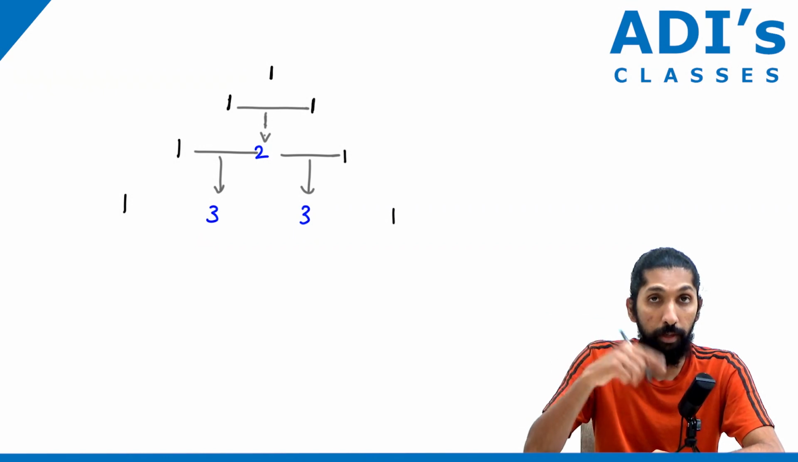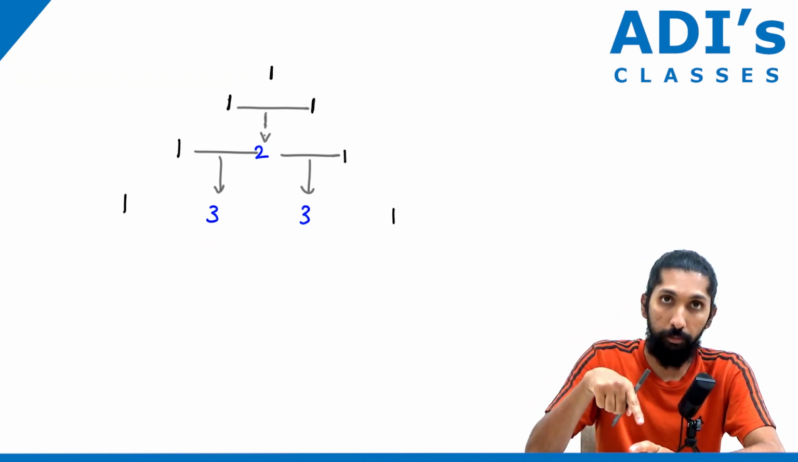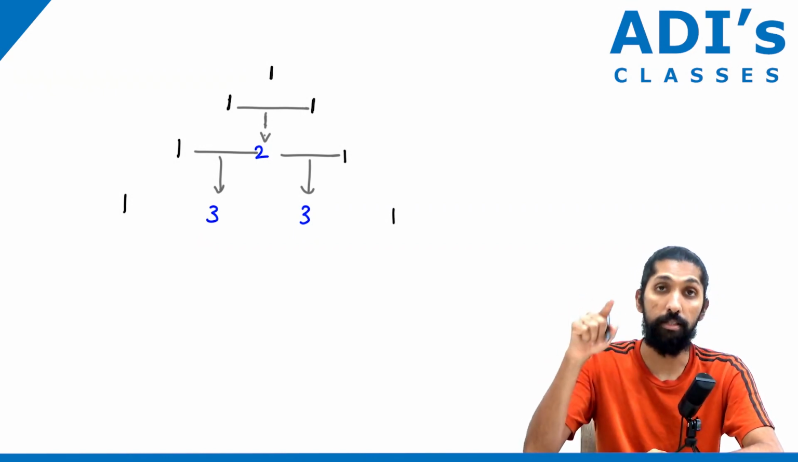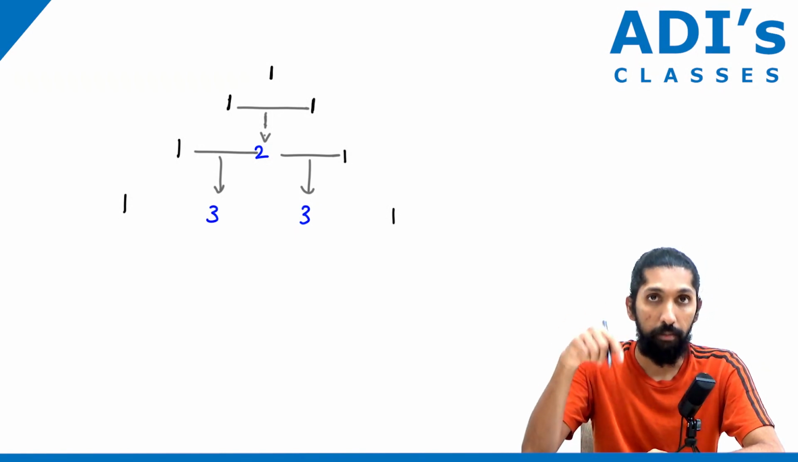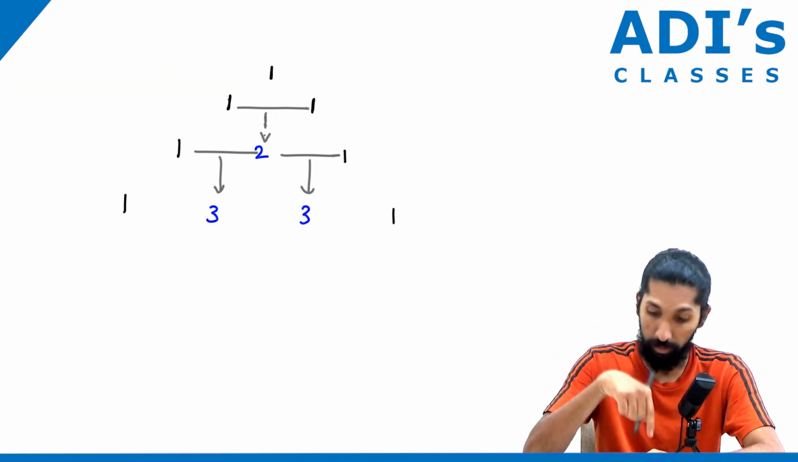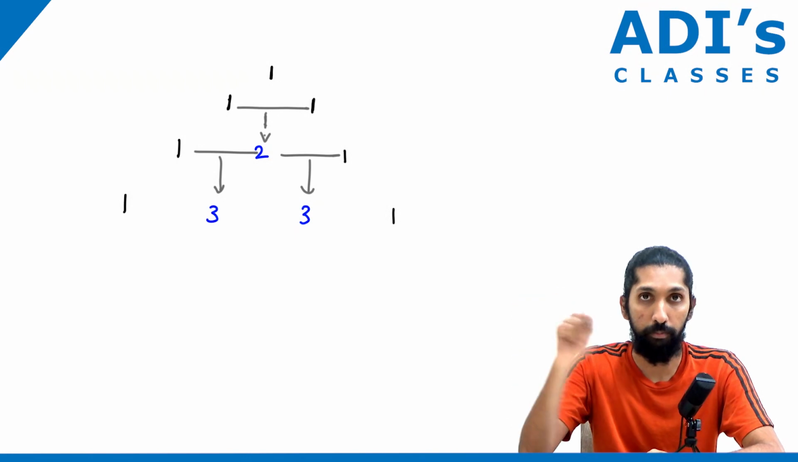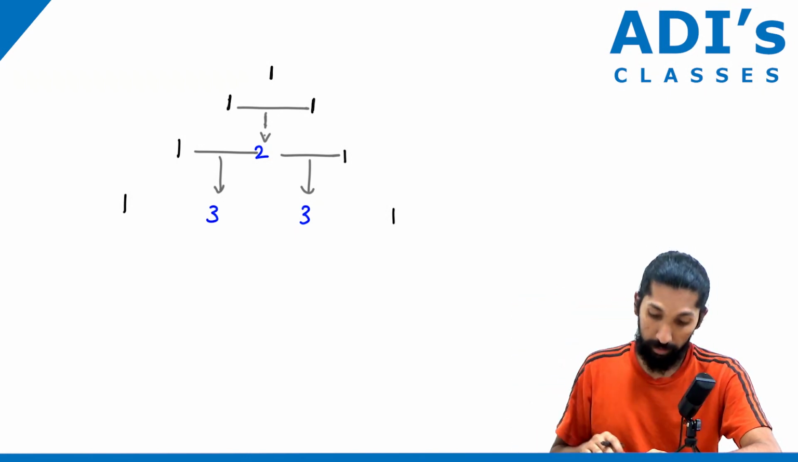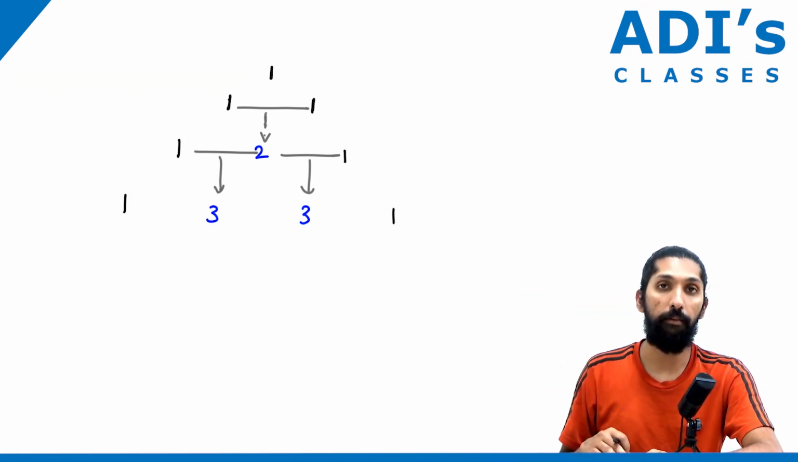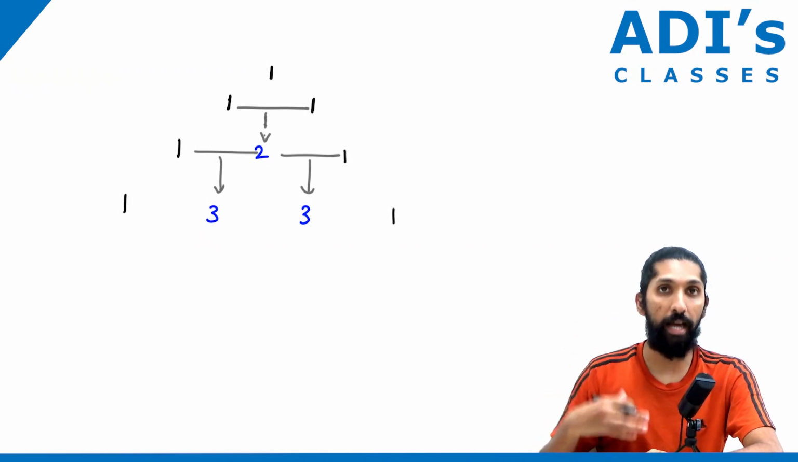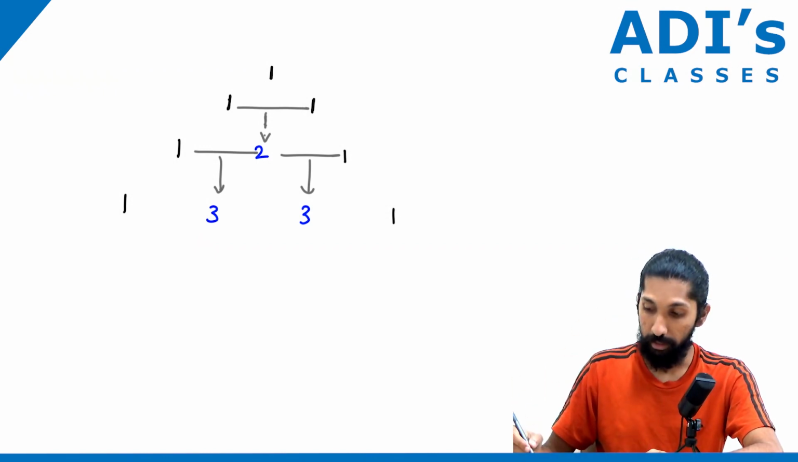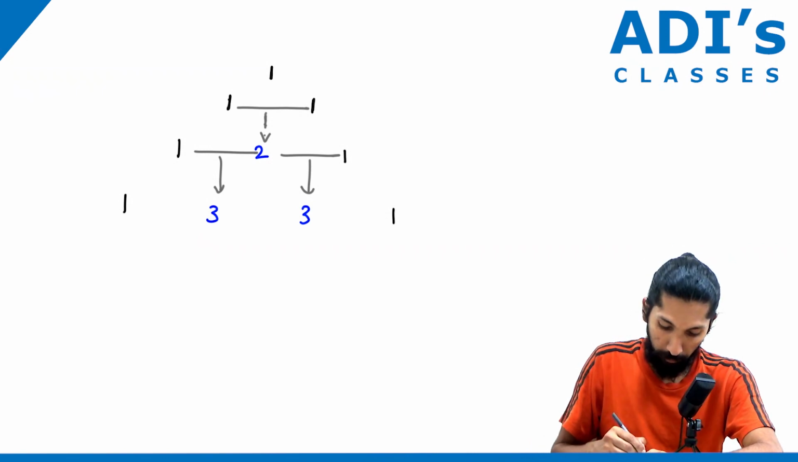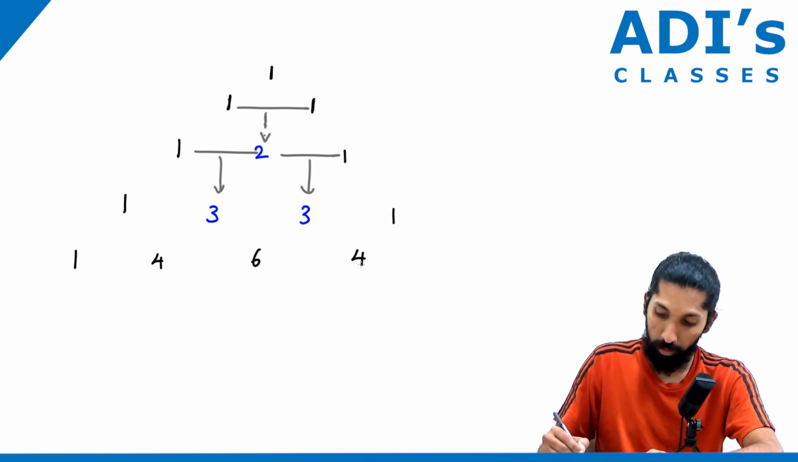What are the coefficients of (a + b) whole cube? The a cube coefficient is 1, plus 3a square b plus 3ab square. So 3 and 3, plus b cube coefficient is 1. So this basically is Pascal's triangle. We keep on adding, and we are going to get it. So the next one is going to be 1, then 4, 6, 4, 1.